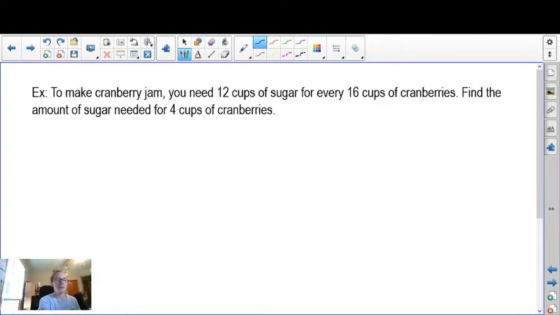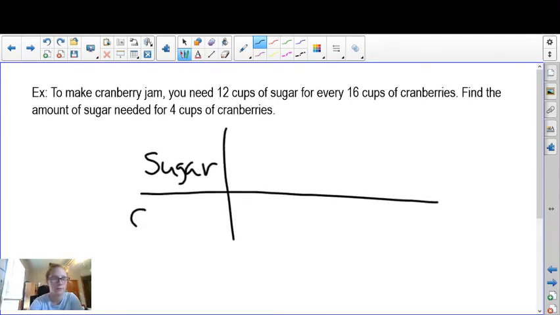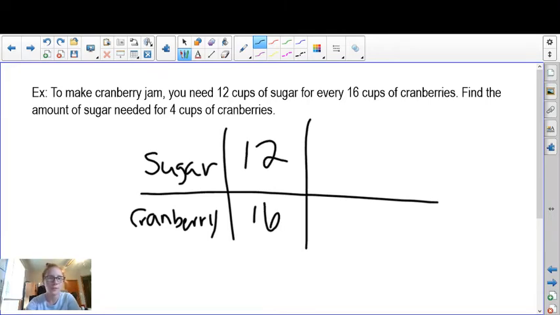All right, next one. To make cranberry jam, you need 12 cups of sugar for every 16 cups of cranberries. Find the amount of sugar needed for 4 cups of cranberries. So I want sugar to cranberry. 12 for 16. Find the amount of sugar needed for 4 cups.